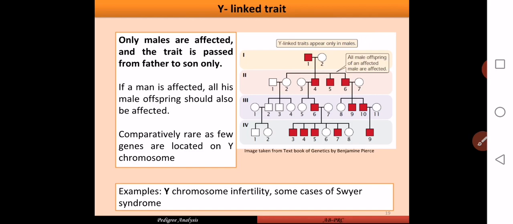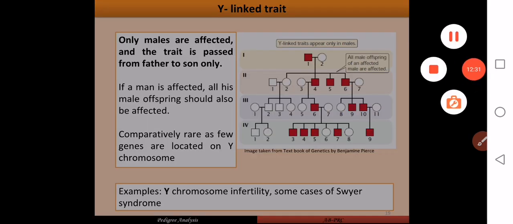You can see the chart also. All the males in a family are affected. All right, all the male individuals in a family are affected. Okay, so this is the situation for a Y-linked trait.